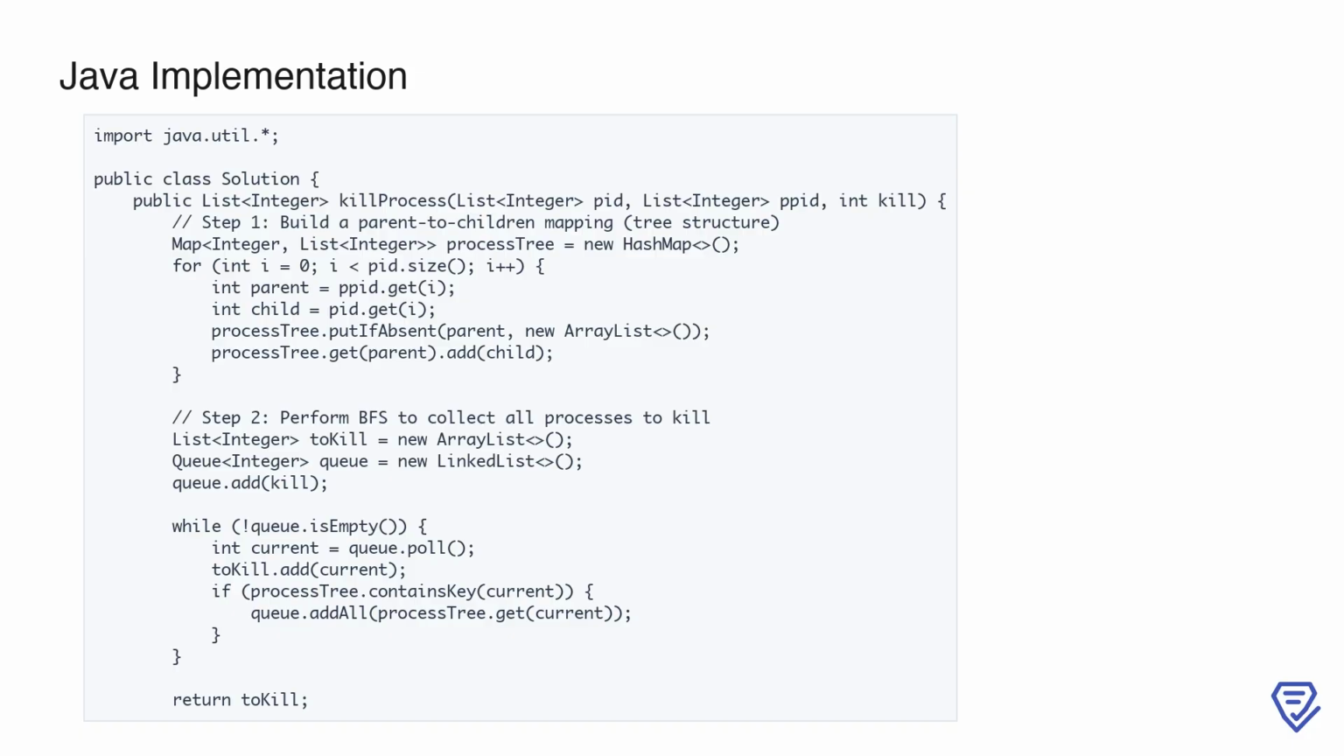Next, we move on to collecting all the processes that need to be terminated. To achieve this, we perform a breadth-first search, BFS. We initialize a queue with the process ID that needs to be killed and a list, to kill, to store the results. The BFS involves repeatedly polling the front of the queue, adding the current process to the to-kill list, and then enqueuing all its child processes if the current process has any children. This ensures that we traverse all descendants of the process being killed.